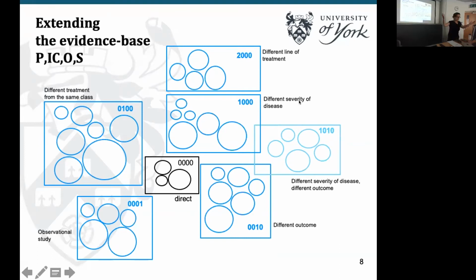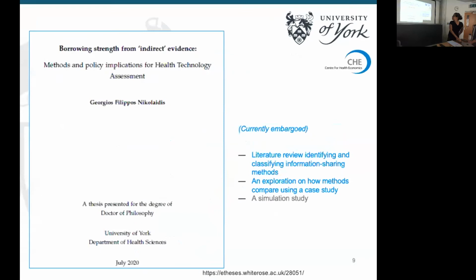So this can be extended indefinitely, right? Here, an observational study and a different outcome. So you can continue extending the evidence base. What I'm going to present today is how you use that extended evidence base and allow for some sharing of information across your directly relevant evidence set, and the indirect, external evidence sets, additional evidence sets that you might want to consider.